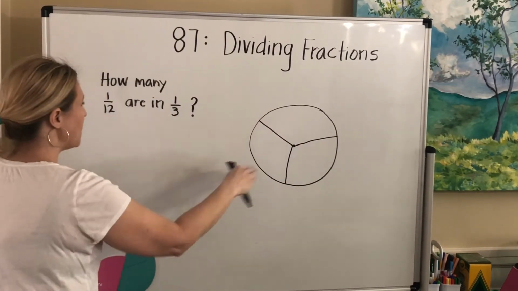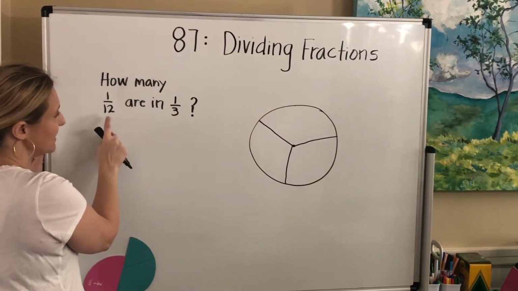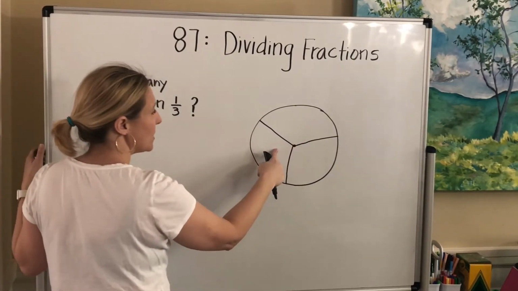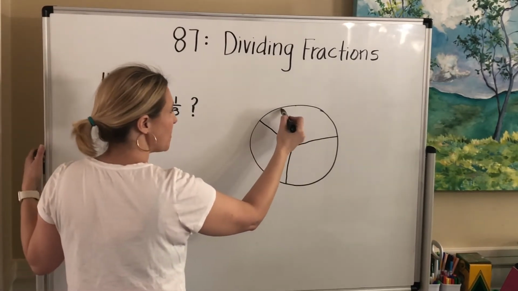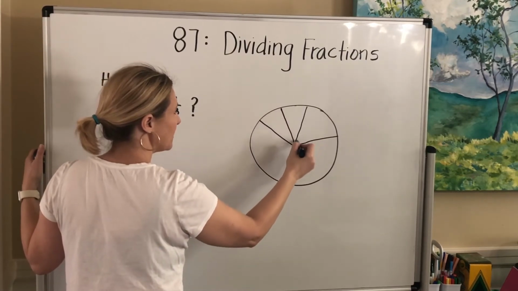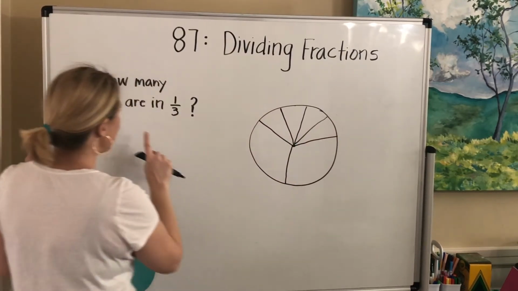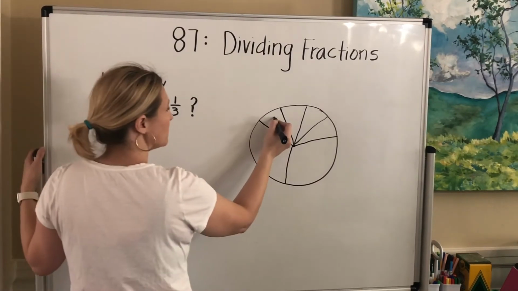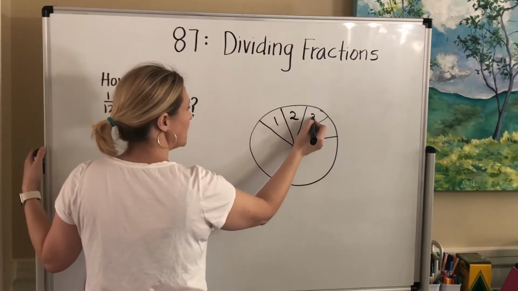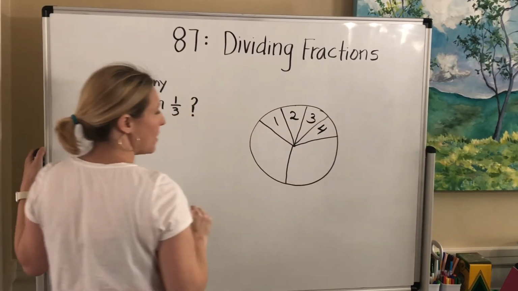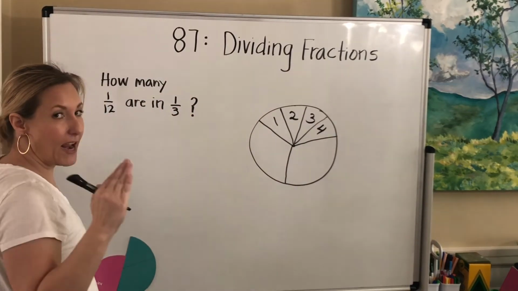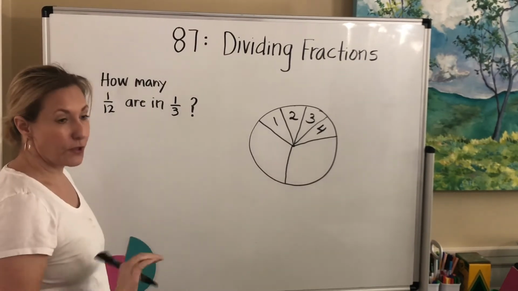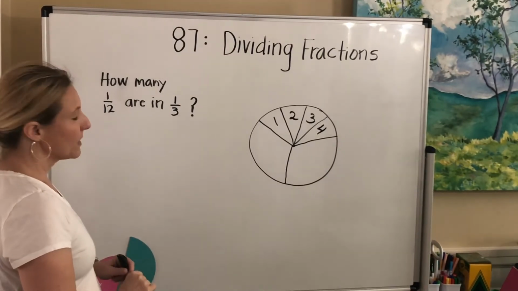So if we divided the whole circle up into 12 pieces instead, 12 divided into 3 parts would be 4 slices in each third. Okay, so how many 12ths are in 1/3? 1, 2, 3, 4. So you need to shade 4 of the slices and make sure that only covers a third of your circle on your paper.